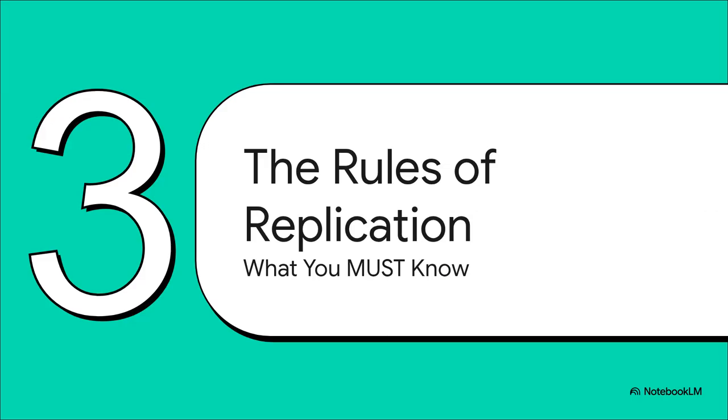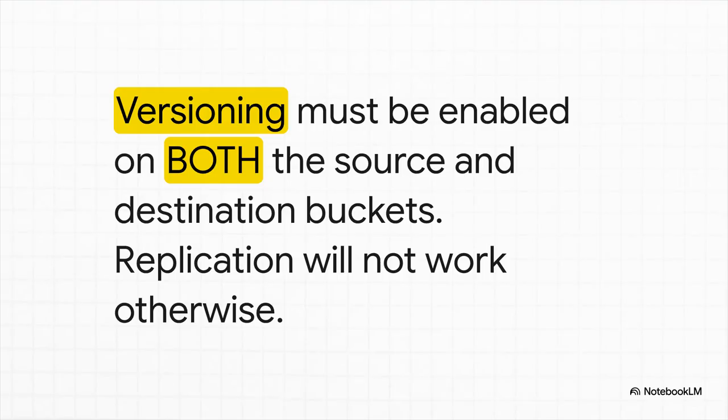Okay, hold on. Before you rush off to set this up, there are some absolutely non-negotiable rules. You have to know these. Seriously, getting these wrong is the number one reason people run into problems, so let's make sure you get these fundamentals right from the jump. And here it is, the single most important rule of all. If you remember literally nothing else from this explainer, please remember this. S3 versioning must be enabled on both the source and the destination buckets. Without it, replication just plain will not work. Period. End of story. This is what lets S3 keep track of every version of an object, and that is essential for this whole process to work.